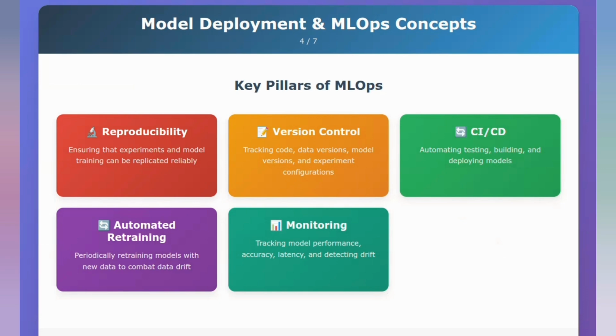version control, tracking not just code, but also data versions, model versions, and experiment configurations; continuous integration, continuous delivery, CI/CD, automating testing, building, and deploying models; automated retraining. Models can degrade over time due to data drift, changes in data distribution. MLOps helps automate the process of periodically retraining models with new data. Monitoring: continuously tracking model performance in production, for example, accuracy, latency, fairness metrics, and detecting model drift or data quality issues.